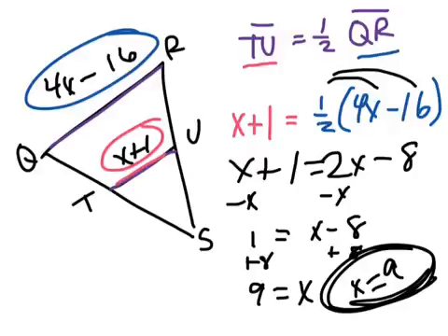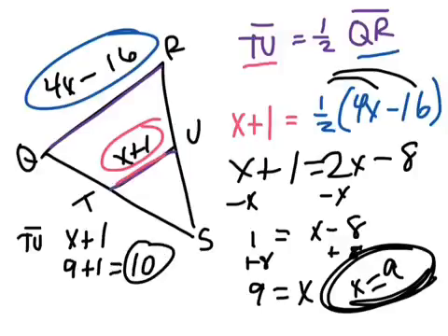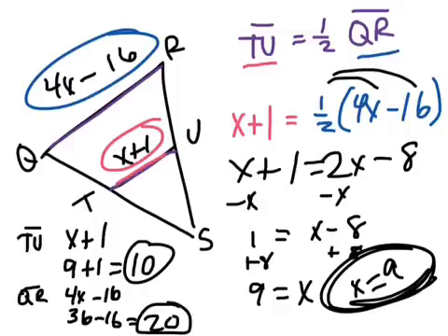Alright, so how can we use this information to find something about this triangle? Well, we can now plug it into these expressions to actually find the distances of TU and QR. So TU, we know, is x plus 1. Let's plug that in. 9 plus 1. TU is 10 units. We can also plug it into QR. QR is 4x minus 16. Well, 4 times 9, that's 36, minus 16 is 20. So we know that QR is 20.